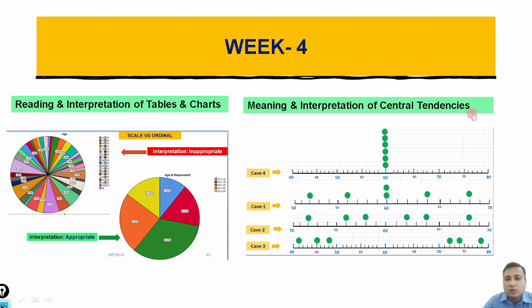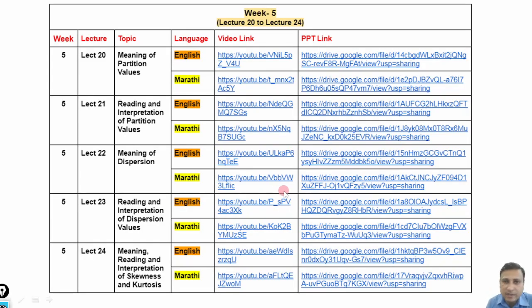Now in the next week, in week 5, we started with the meaning of partition values, which is also a part of the descriptive statistics. Then after understanding the meaning of partition values, we shifted to the reading and interpretation of partition values. Then we tried to understand the meaning of dispersion, and how we can read and interpret the dispersion values.